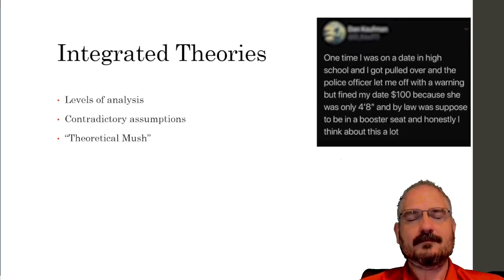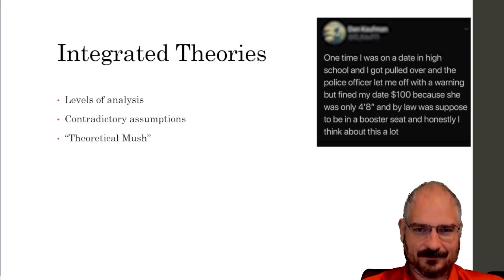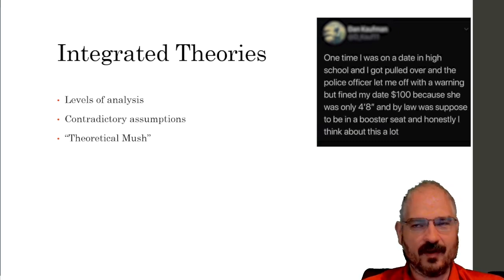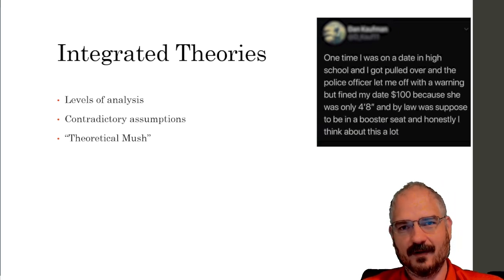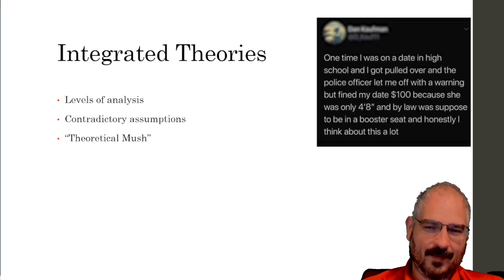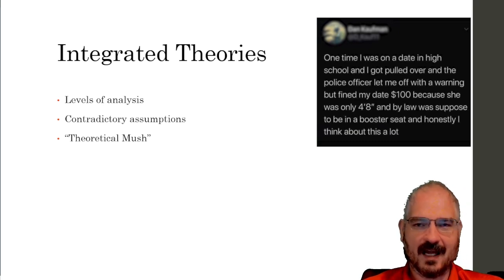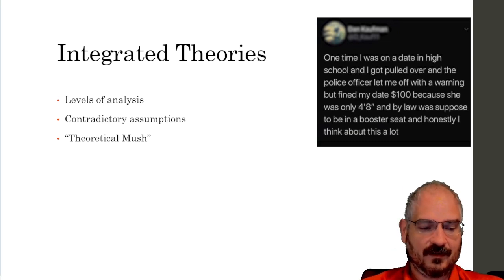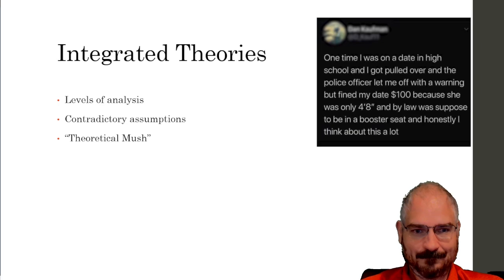So, you have to be careful, okay? First off, it can be difficult, although not impossible, to combine theories that have different levels of analysis, right? Macro theories and micro theories. If one theory you're trying to integrate is explaining the criminality of individuals, but the other theory is a macro theory attempting to explain the criminality of groups, that can be difficult to combine, right?